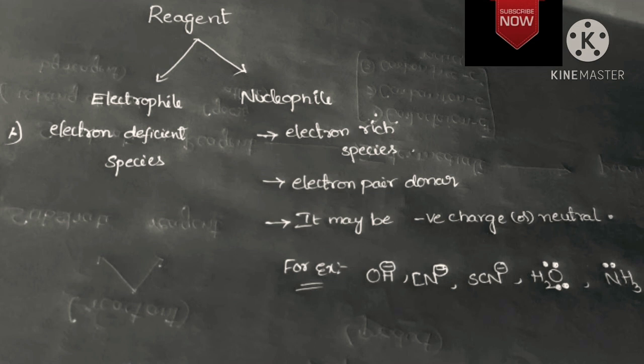Nucleophile is nothing but an electron rich species and electron pair donor. It may be negatively charged or it may be a neutral molecule. For example, nucleophiles are OH minus, CN minus, H2O and NH3. These nucleophiles are important in this video.